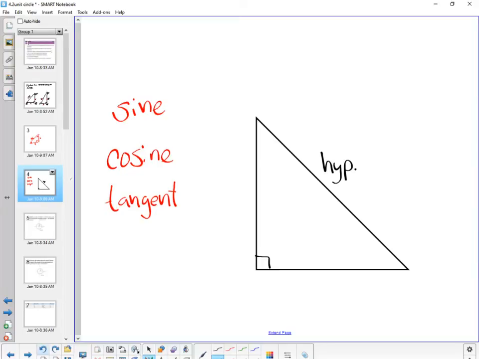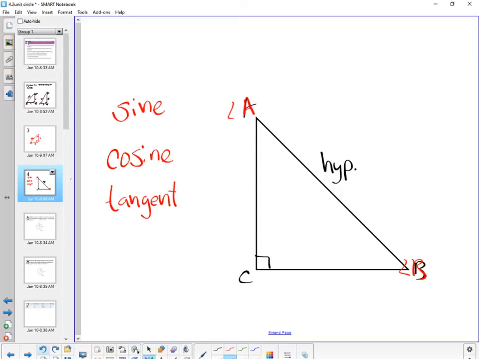Now, let's label this. We've got label A, we've got B, and then we've got C. Usually we don't deal with angle C because that's always a right angle, correct? That leaves us with two options. We have angle A, which is up here in this corner, and we've got angle B, which is over here in this corner.